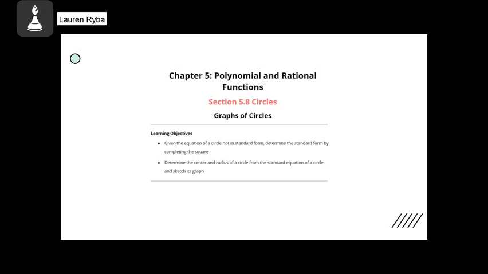The first part of this lecture is going to cover circles. So we're going to put an equation into standard form, and then we're also going to have an equation in standard form and be able to graph the circle.